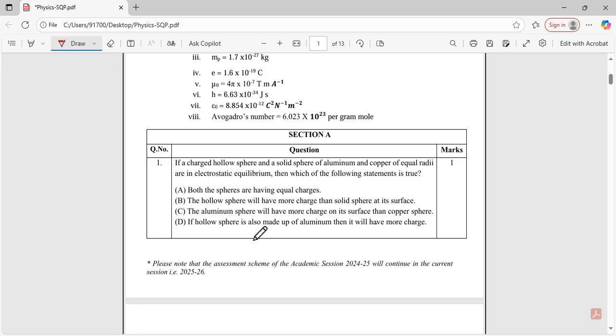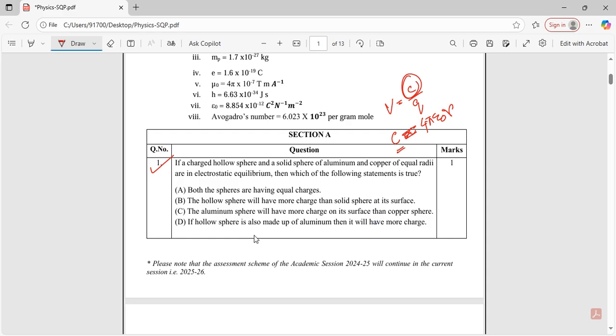Section A, question number 1. If a hollow sphere and a solid sphere, of aluminum and copper, okay, two spheres, one made of aluminum and the other of copper, have equal radius and are in electrostatic equilibrium, then which of the following statements is true? We know the formula V equals Q upon C, and that capacitance C equals 4 pi epsilon naught times R.